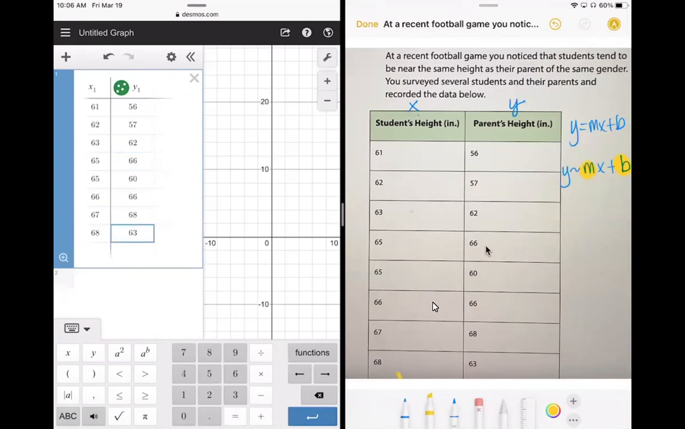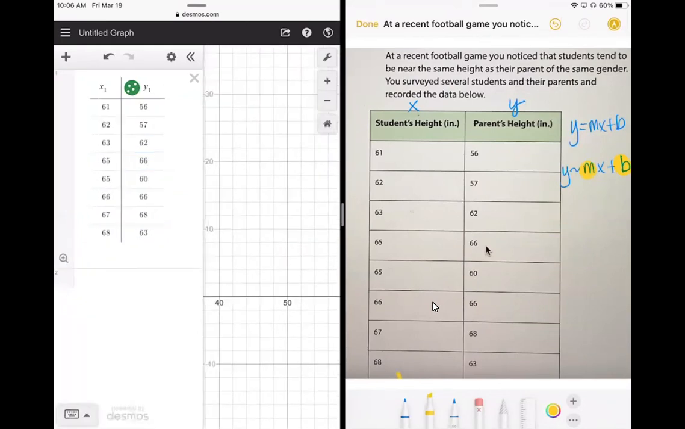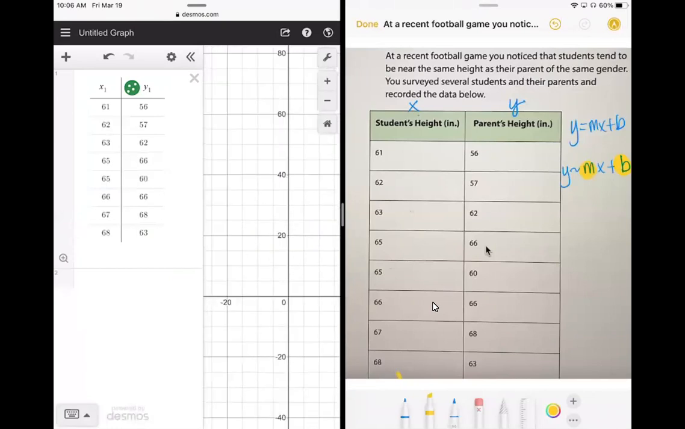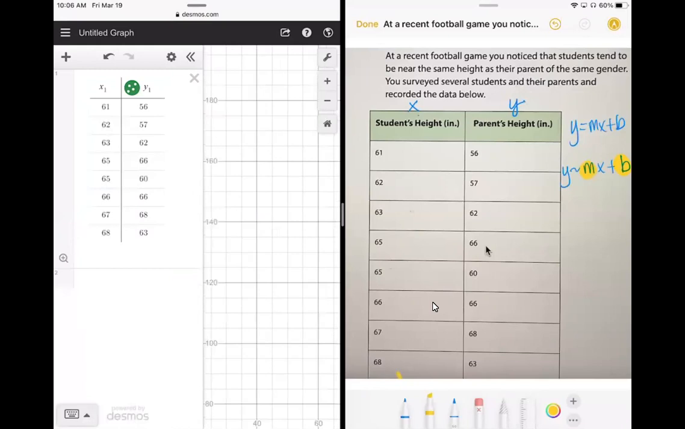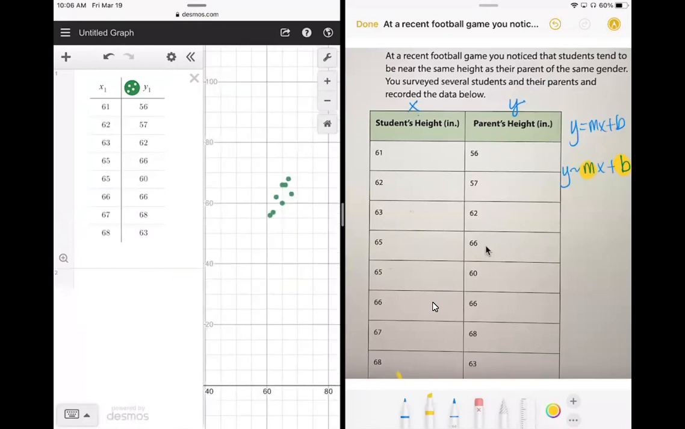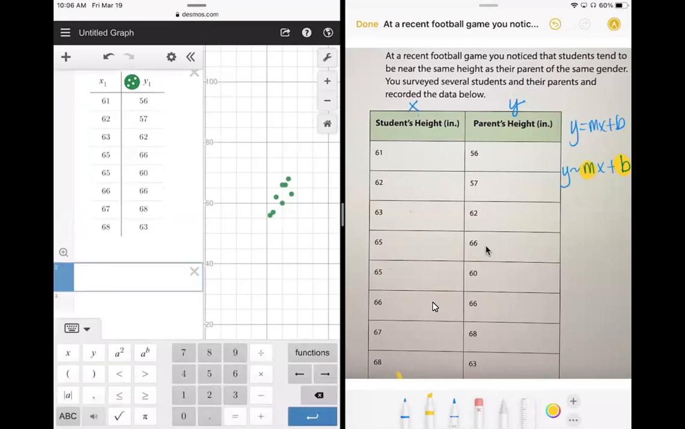All right, so if you look over here at the graph, you'll see that the points are plotted. There we go, right here. All right, the points are plotted and it's a little cluster. Now we're gonna look for the line of best fit.